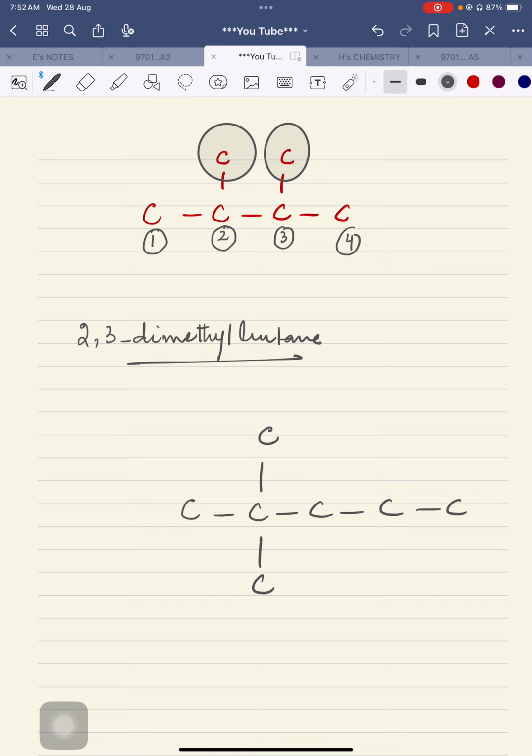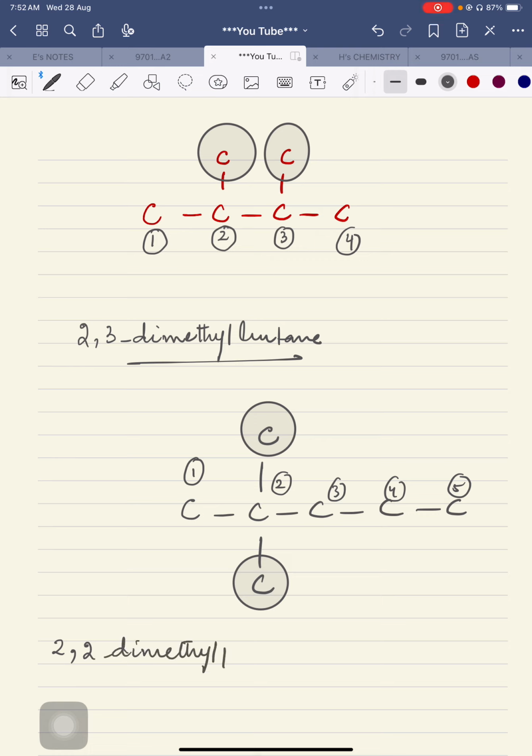So what will be the name? 1, 2, 3, 4, 5. I am not counting from the other way because the way I have written gives a smaller number to the branch, at position number 2. So at position number 2, there is one carbon atom branch, and at position number 2, there is another. So the name will be 2,2-dimethylpentane. It is telling me that one branch is at this carbon atom and the other branch is also at the same carbon atom. That's why I'm writing 2,2-dimethylpentane.